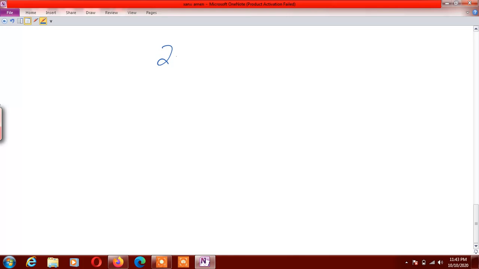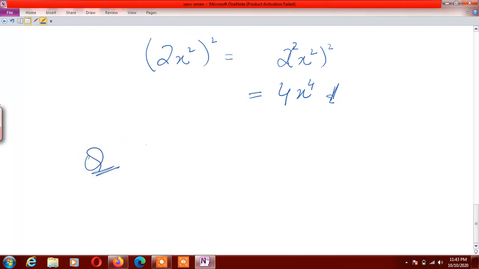Let's take a typical example related to this. For example, we have 2x square whole square. It means that this square is for all the values which are inside the bracket. This means that this is for x and this is for 2 also. So 2 square is 4 and x power 4. I hope it is clear. Now let's take another example.